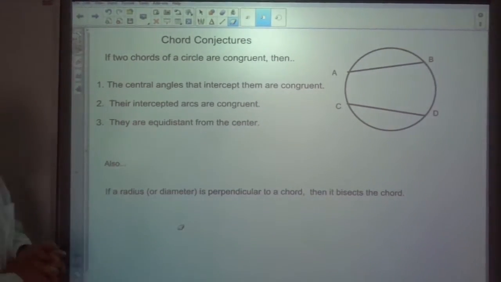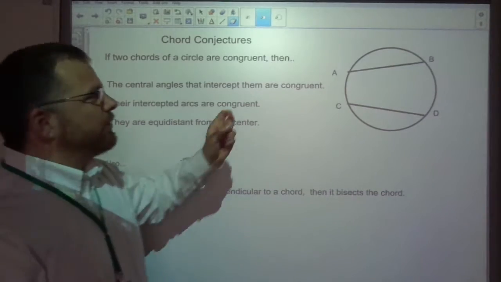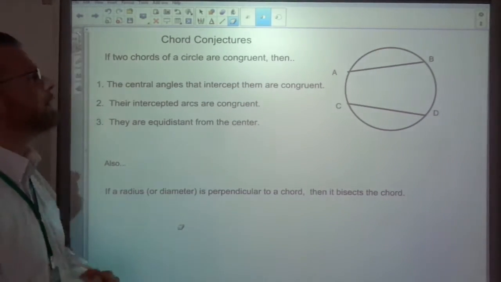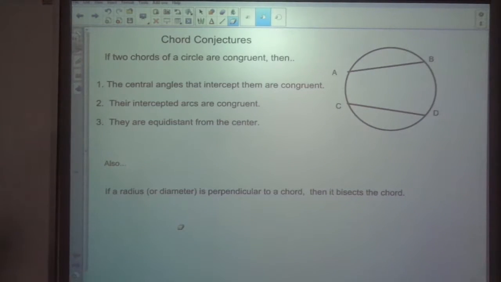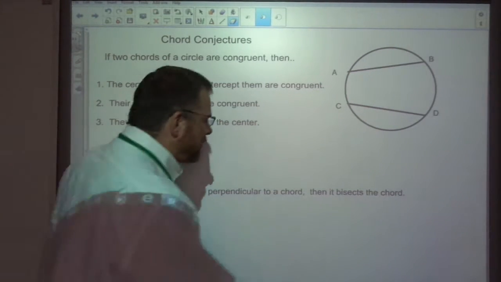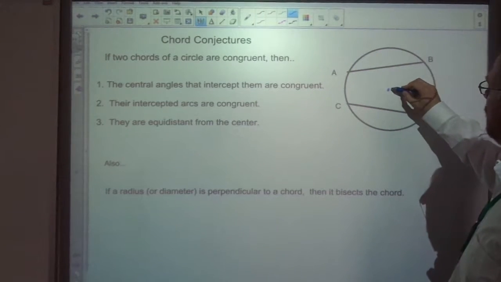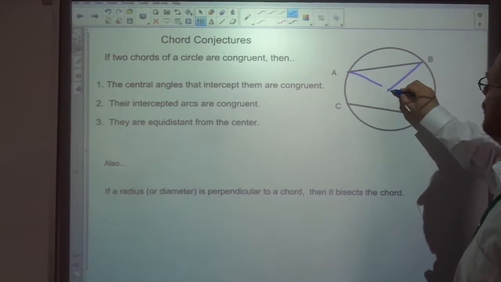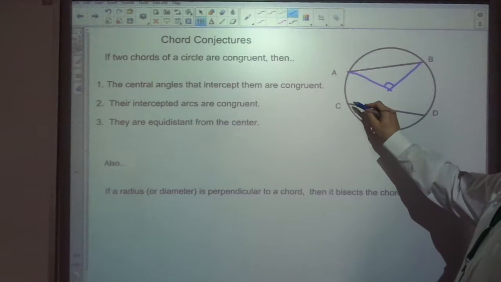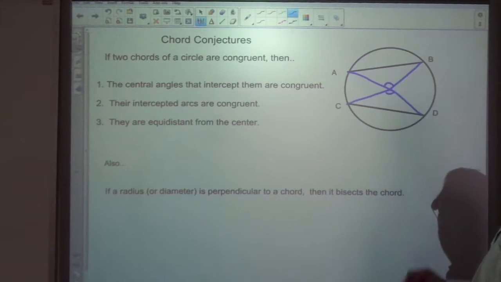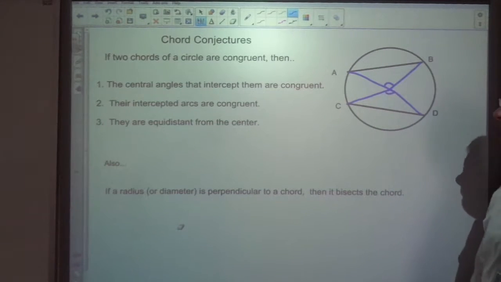Today we're going to look at some properties that are true if two chords are congruent. If these two chords are the same length, then three things will always be true. First of all, the central angles that intercept them are congruent. So if we find the center, if we were to draw the angles here, this central angle must be equal to this central angle. Doesn't really look like it in my picture, but they are.